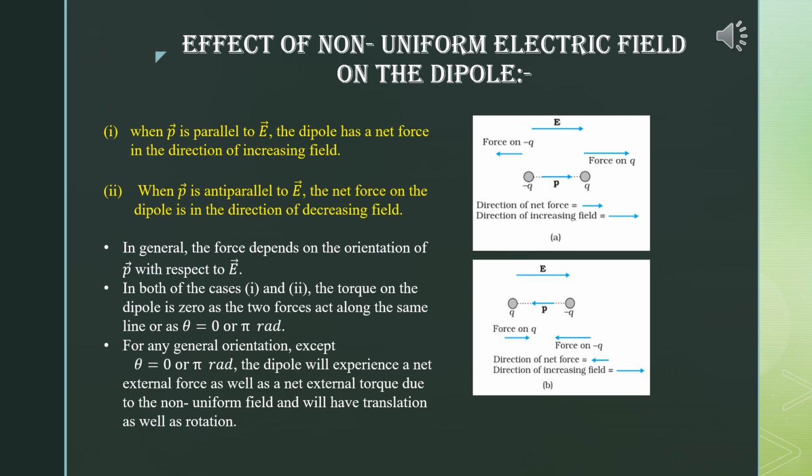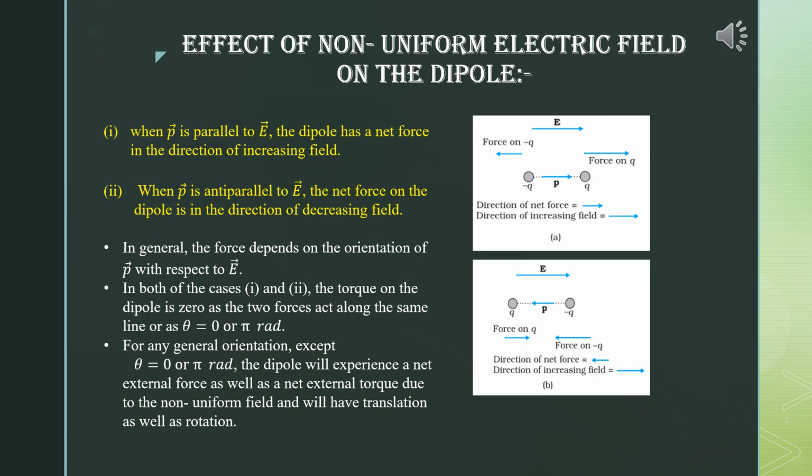So obviously what will happen? The force on plus Q charge will be along the field. It will be greater. Why? Because at that point the value of field was more. The force on minus Q will be opposite to the field. It will be smaller. You can see that the length of the force on minus Q vector is small and the length of the force on plus Q vector is large, right? Because the magnitude of field at the location of minus Q was less.